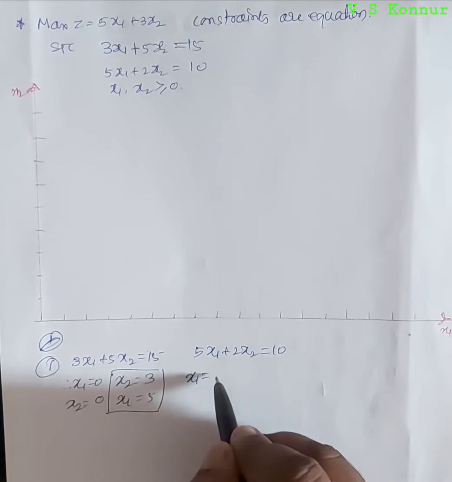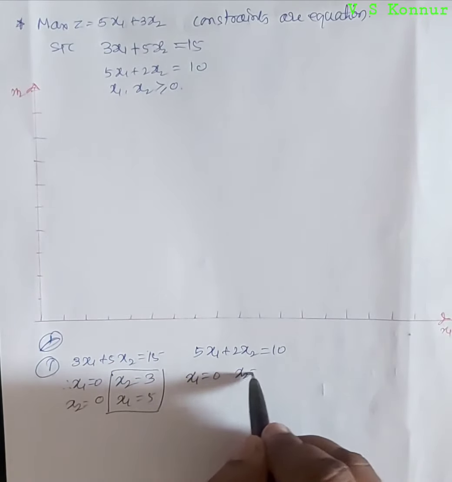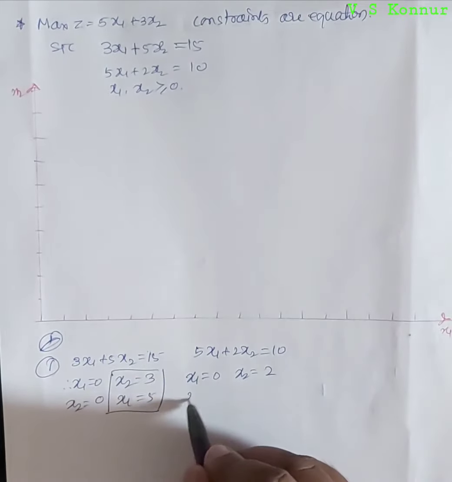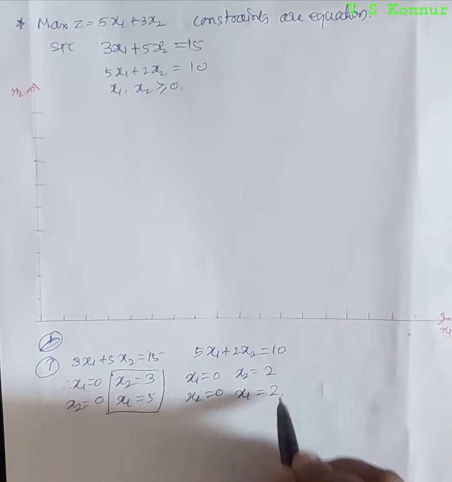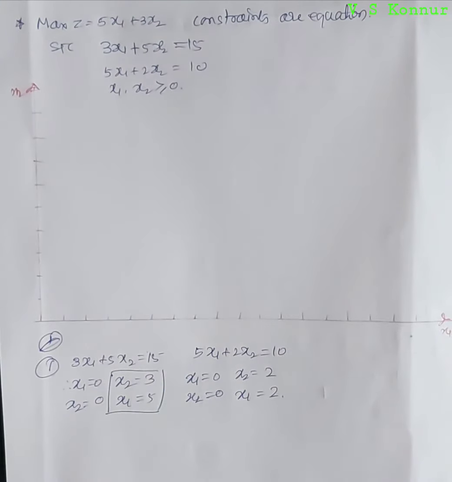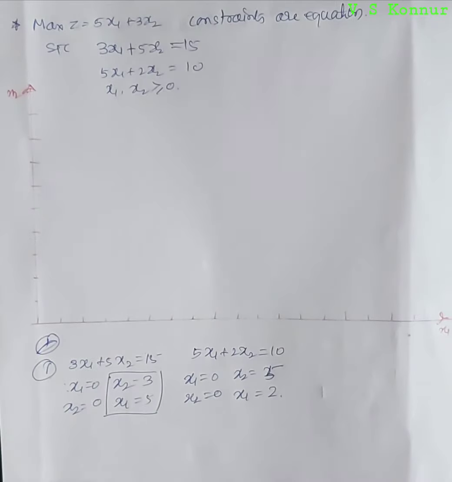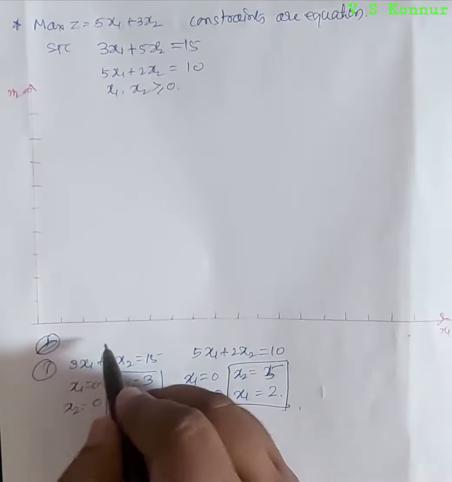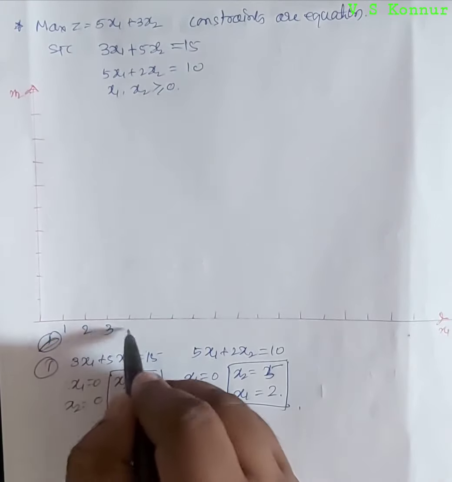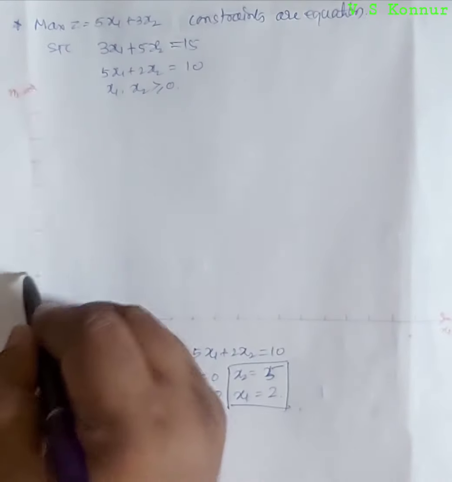Second constraint, 5x1 plus 2x2 is equal to 10. Put x1 equal to 0, x2 is equal to 2. Put x2 equal to 0, x1 equal to 2. So x2 equal to 5. So this is second line. So maximum is 5 on both sides. So we'll take 5 on either side.